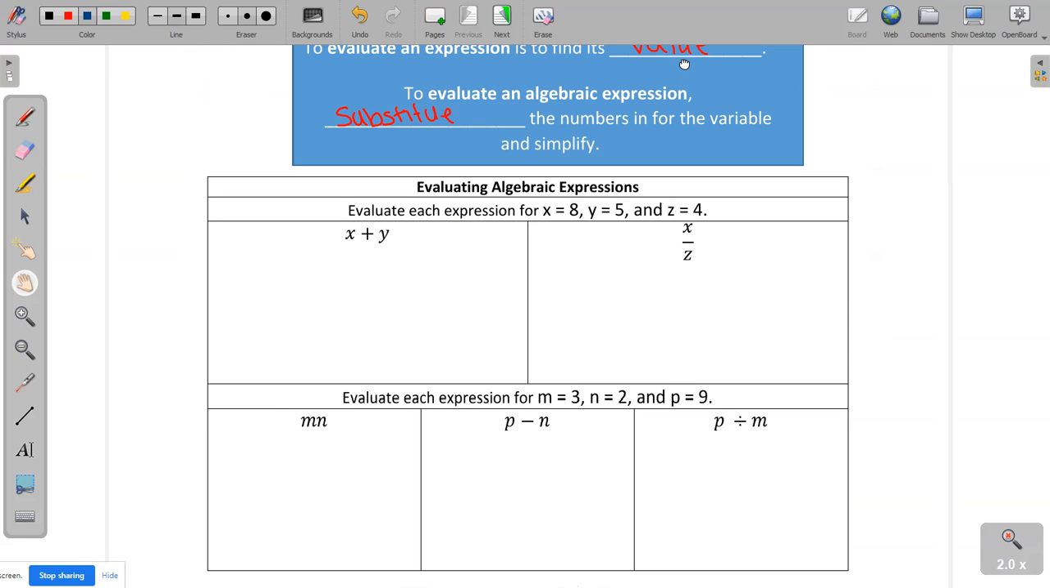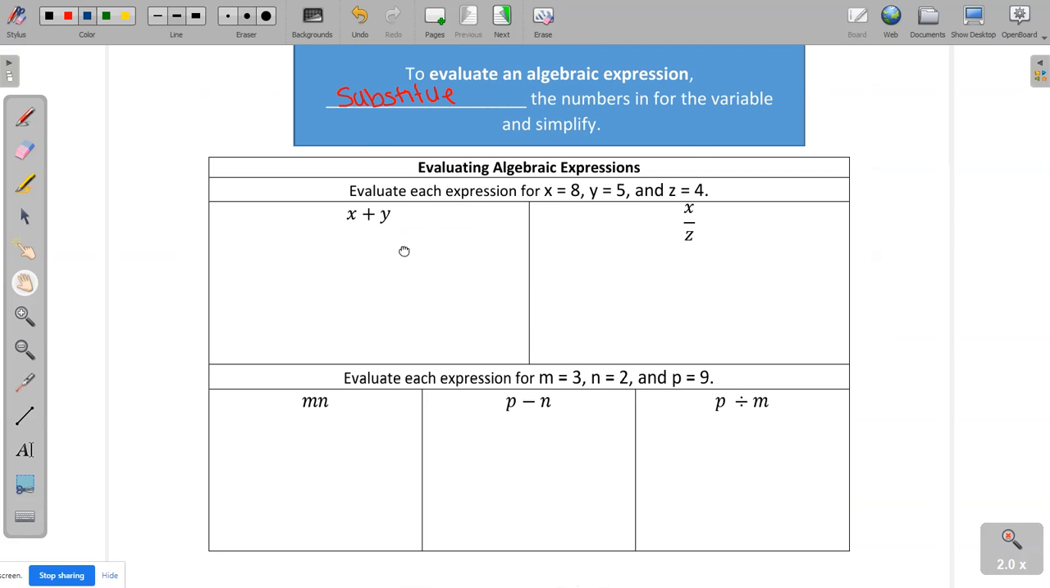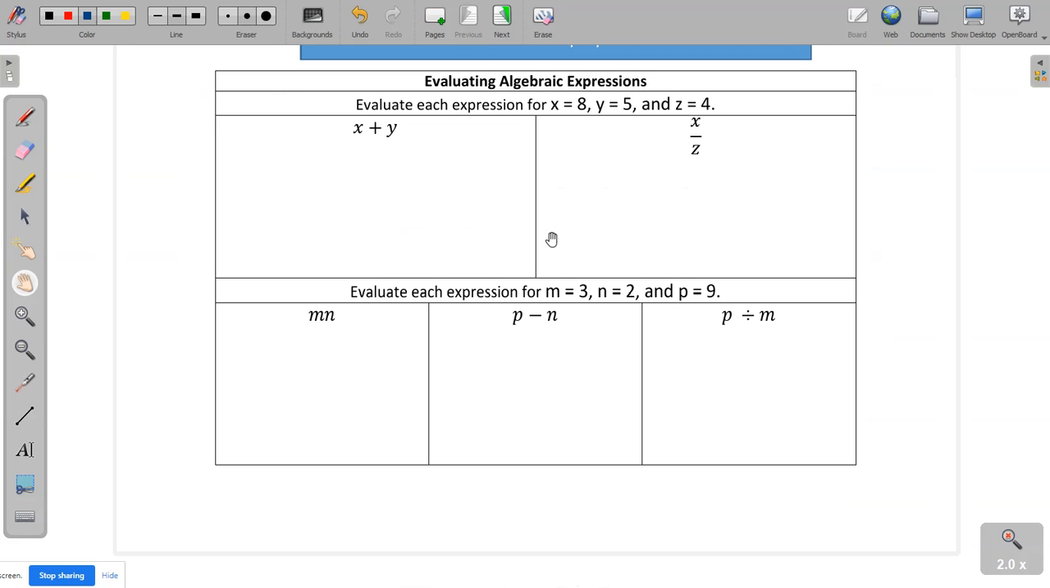Here we have x plus y. And we're given what x equals, what y equals, and what z equals. So we're going to substitute those values in. So instead of x, we're going to write 8, and add it to our y, which is 5. Now we evaluate. 8 plus 5 is 13.